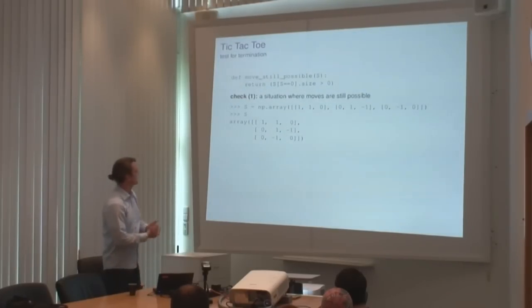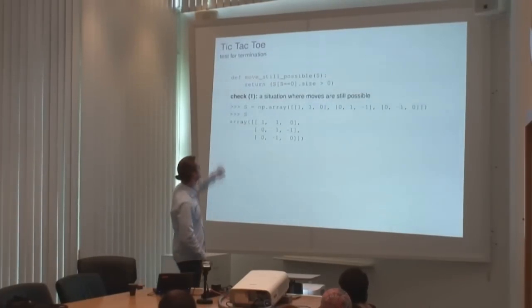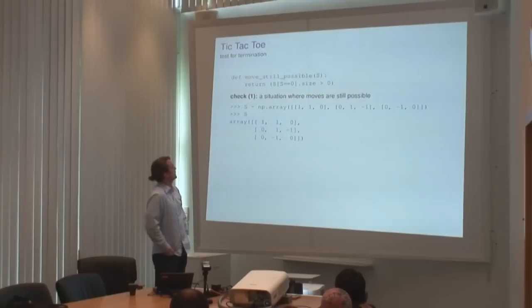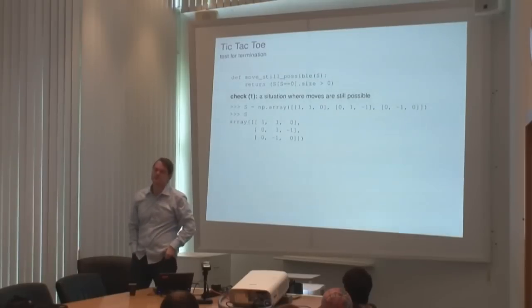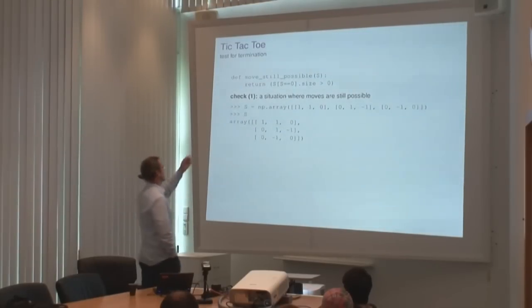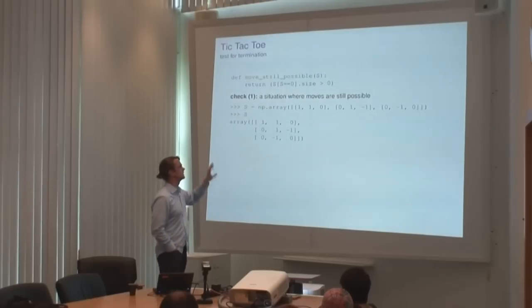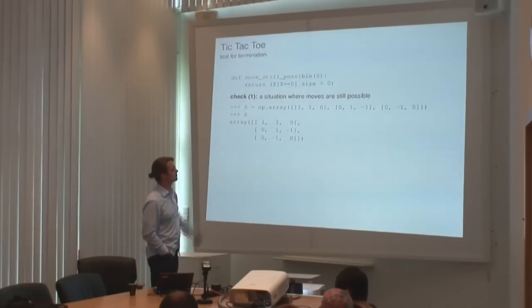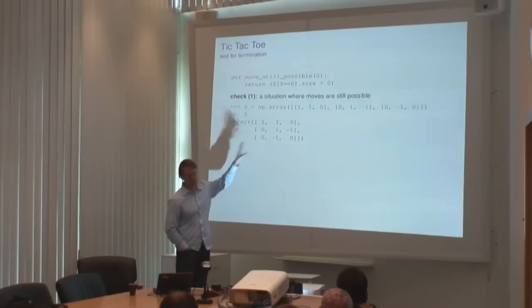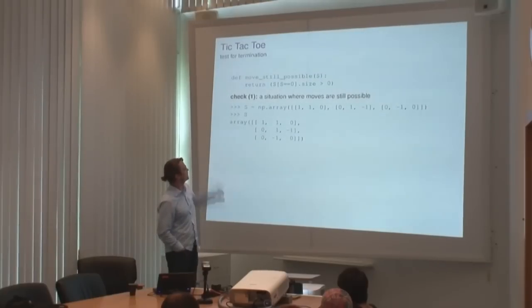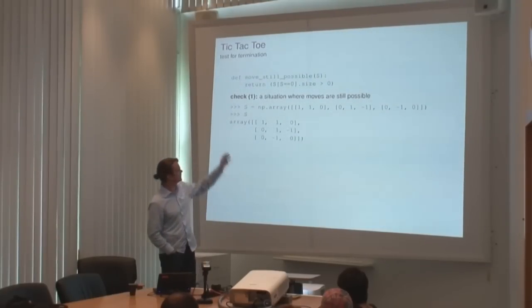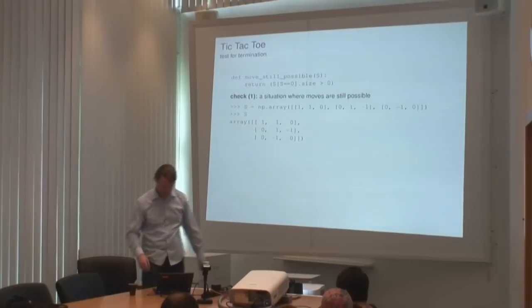Let's check what happens. I first create a game state, and I call it capital S, and it is a NumPy array, a 3x3 array. I did it manually here. So I define this S equals np.array, and then in parentheses, double brackets, three rows of a matrix. If I print out that S, this is what I get. This is S. It's an array of dimensions 3x3, and these are the entries.